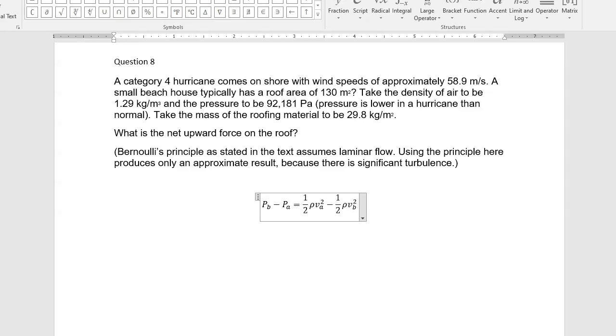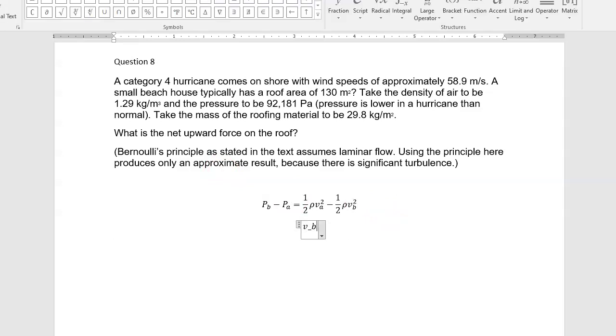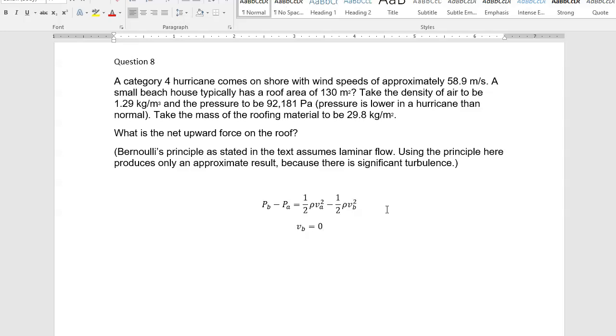So we need to take the velocity of the air above the roof, square that, and calculate this term. The velocity of the air below the roof, we're going to square that term, and that's going to give us our pressure difference. Well, what are all these numbers? What is VB? Well, VB is actually 0. The air inside the house is not moving, it's the air outside the house that's moving.